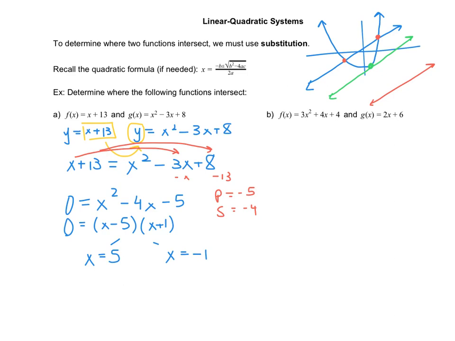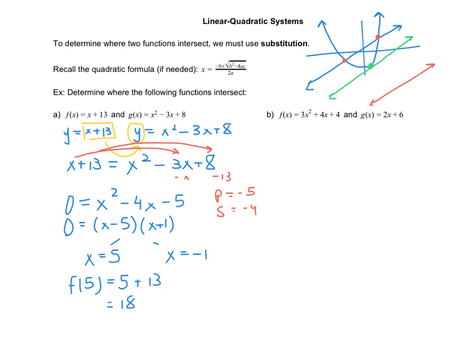You should get the same answer, and that's actually a good way to check your work to see if you've done it correctly. If I take 5 and I plug it into f of x and g of x, hopefully I should get the exact same value, and same for the negative 1. But I'm just going to plug it into the line because it's just easier. So I'm going to do f of 5, and that's going to equal 5 plus 13, which is 18.